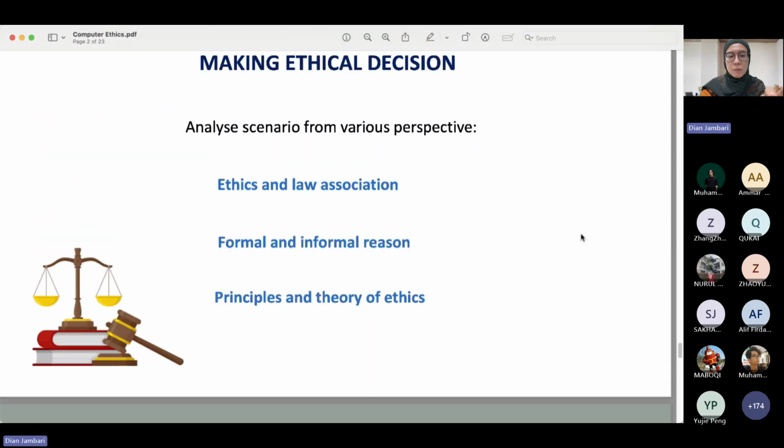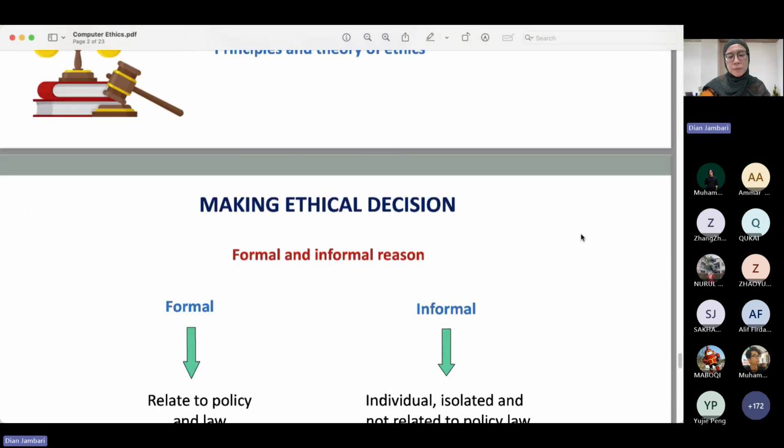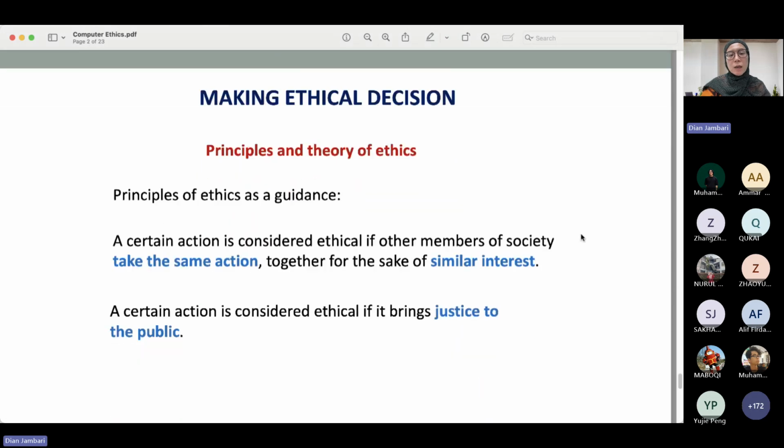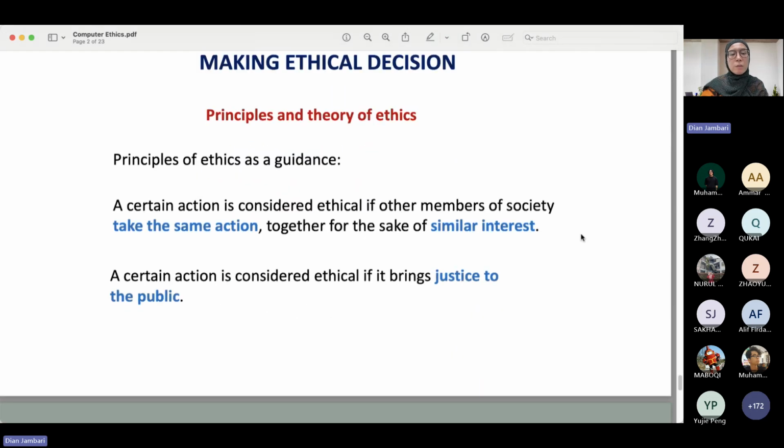Just to support that, when we want to make ethical decisions, we need to analyze the scenario and the perspectives for us to analyze. We use the Ethics and Law Association, and that is the formal. We also complement that with the informal reason, and then we can also include the principles and theory of ethics that we are knowledgeable enough about, and use them as part of the perspectives that will help us to make the right ethical decision. Okay, so that is on the formal. Now the principles and theory.